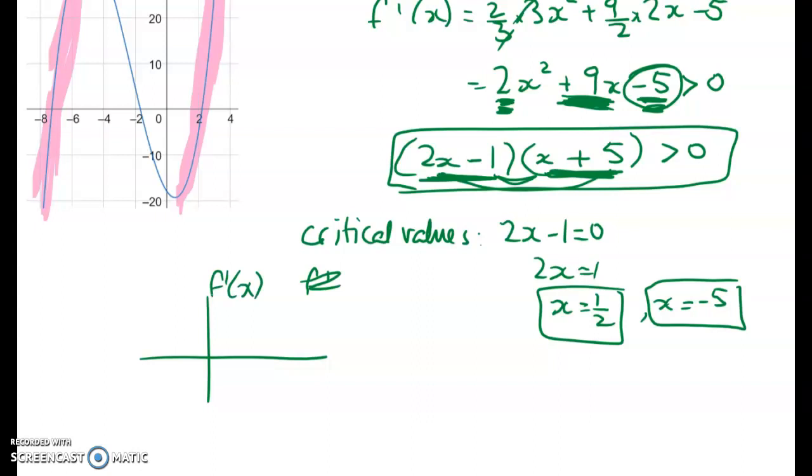It's a right way up parabola, and it's got one root here, and it's got the other root here. So it's positive here and here. So we have x less than -5 or x greater than 1/2.